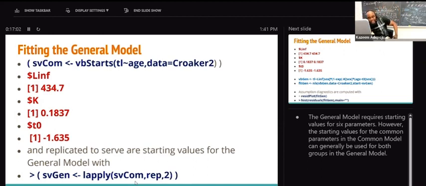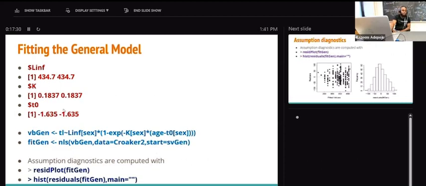And that was why I said the general model requires starting values for 6 parameters, but I'm going to use the idea of common here, where I'm only going to get 3 and they will be repeated. That was why I said the starting values for the common parameters in the common model can generally be used for both group models. That was why, if you take a look at what I'm doing now, I repeated them.